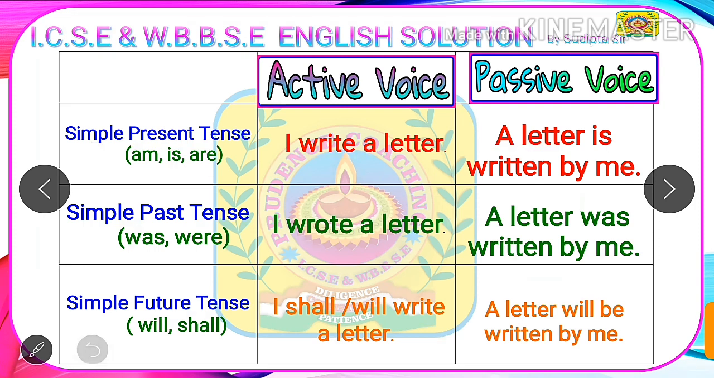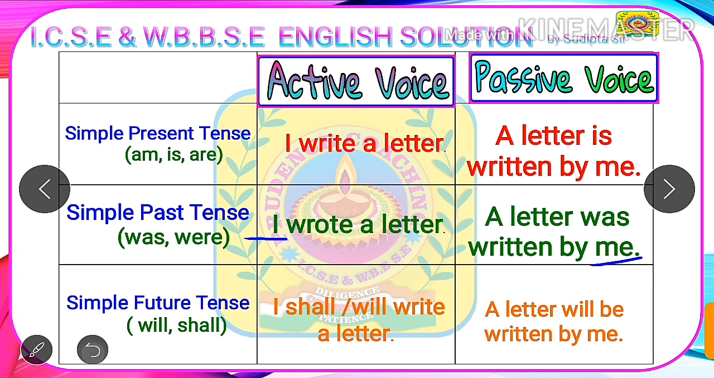Our next example is I wrote a letter in active voice. First we will swap the subject and object. I becomes me in the object. A letter becomes our subject, which was the object in active voice.